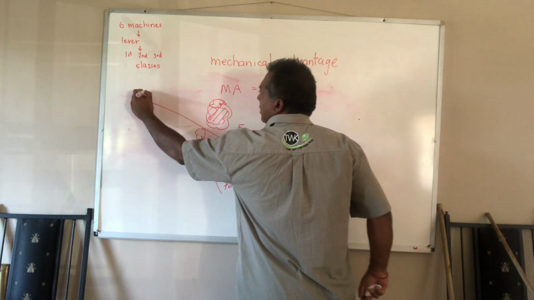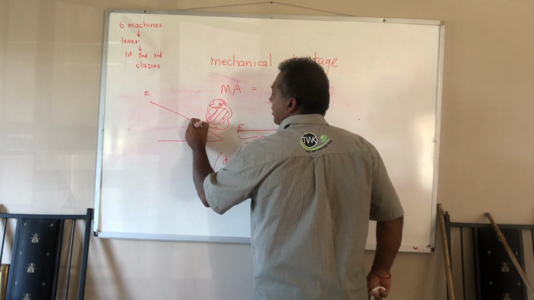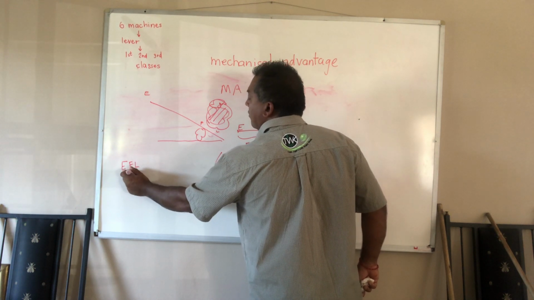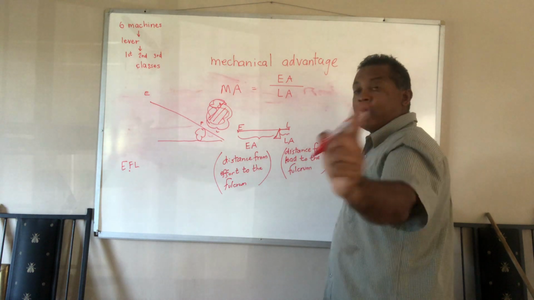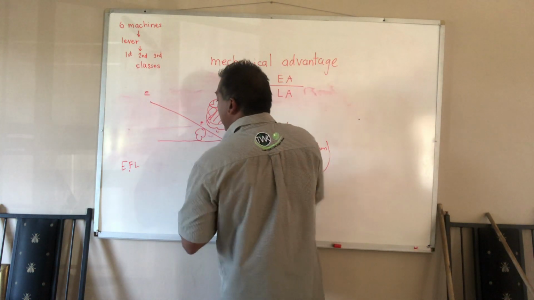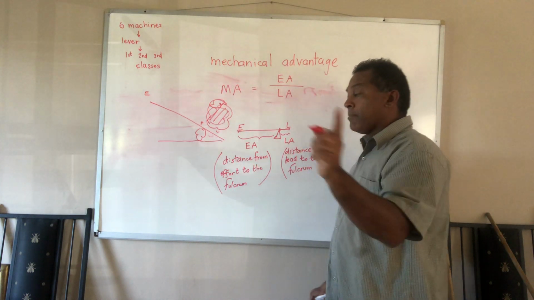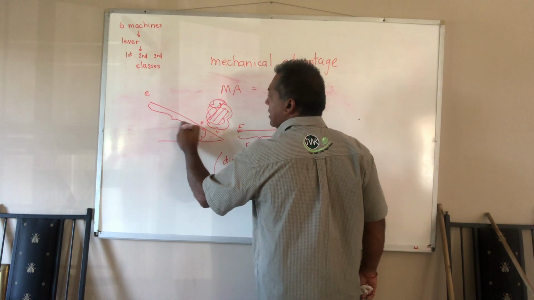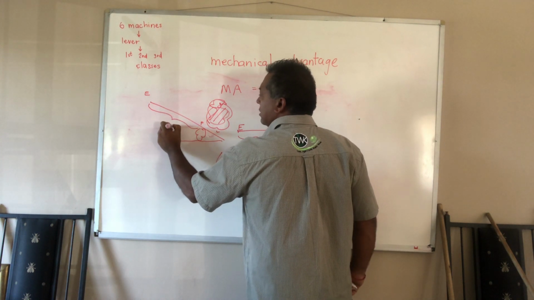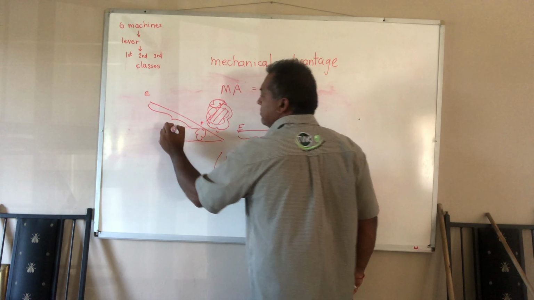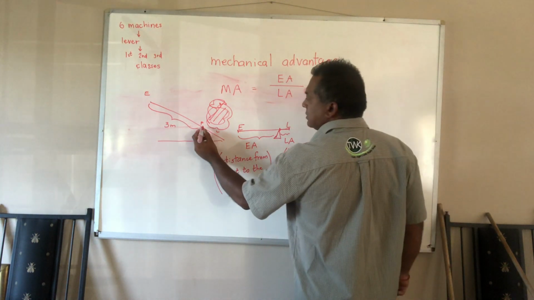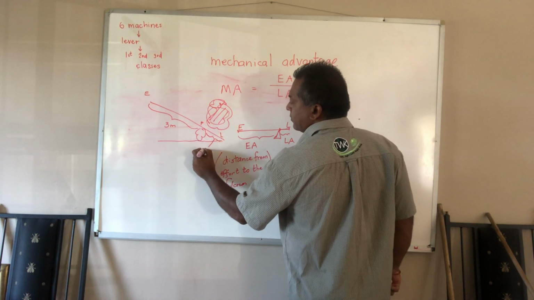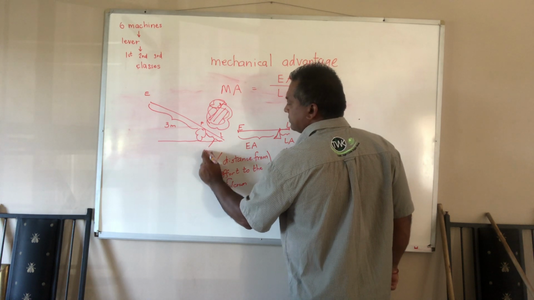So, let's see. Effort, fulcrum, load. E, F, L. Fulcrum in the middle. I remember, fulcrum in the middle is a first class lever. Okay. So now I know I'm talking about a first class lever. So if this distance, for argument's sake, happens to be 3 meters, and this distance from there to the load happens to be 1 meter.